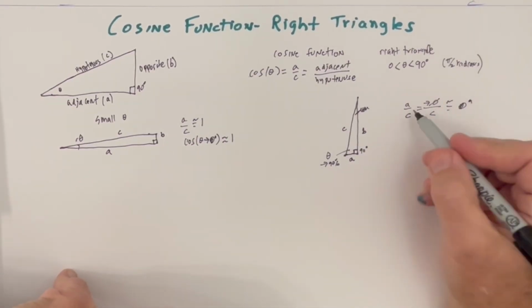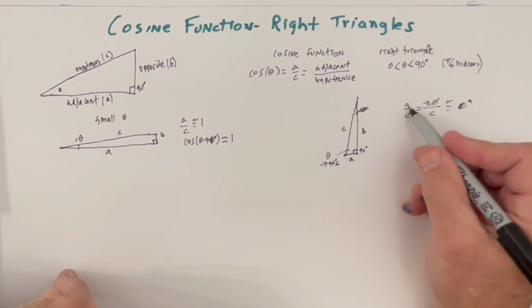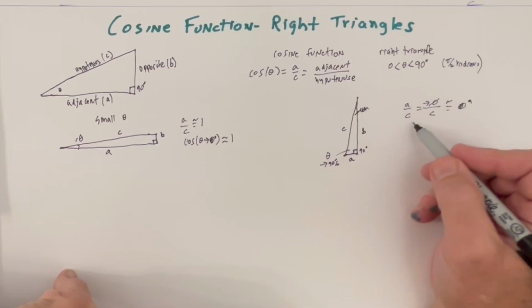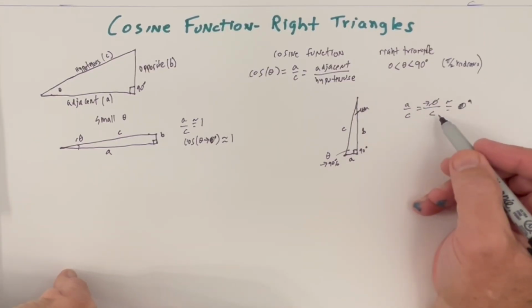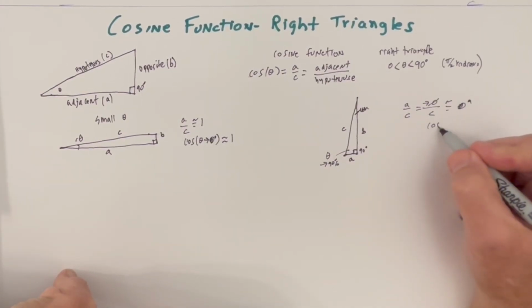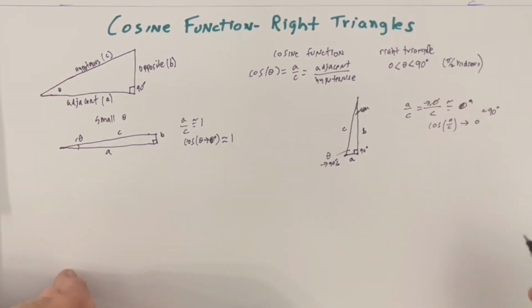So when A is very small, in this case, when theta is very large, that's going to go to basically 0. We're looking at kind of the limiting case. We're trying to get a feel for what range the cosine varies over. So the cosine of 0 over C is going to go to 0, and that's for approximately 90 degrees, when we're approaching 90 degrees. So that gives us an idea.